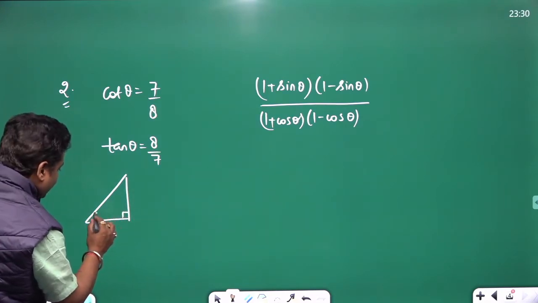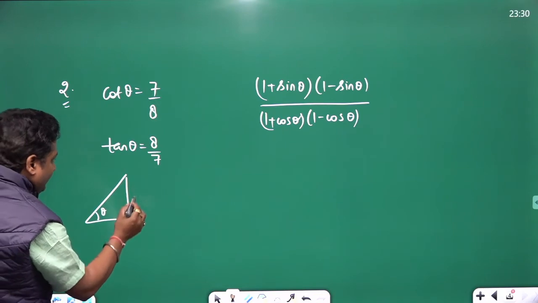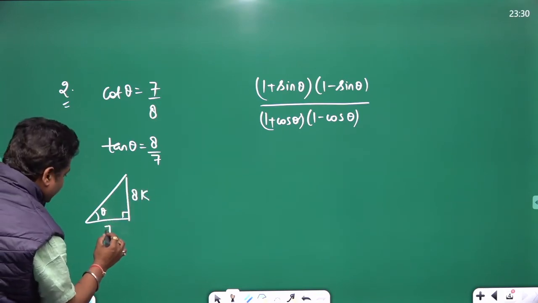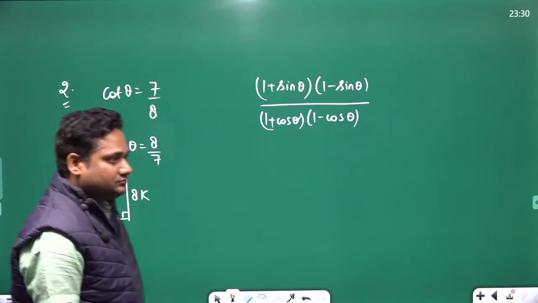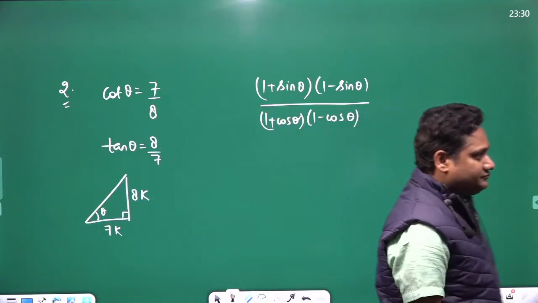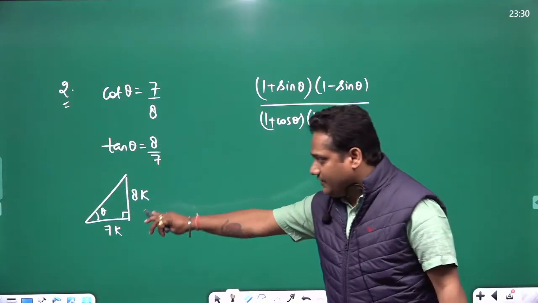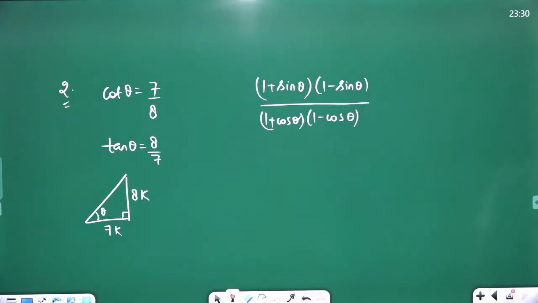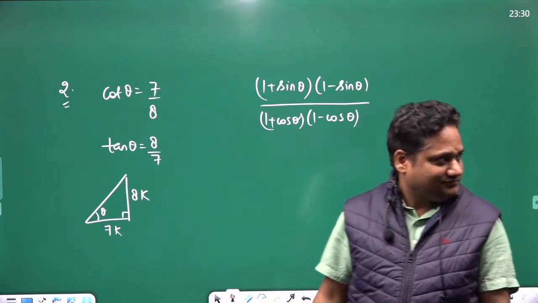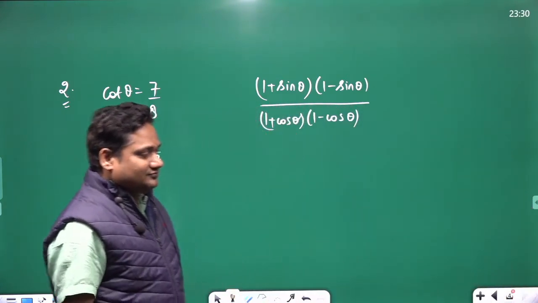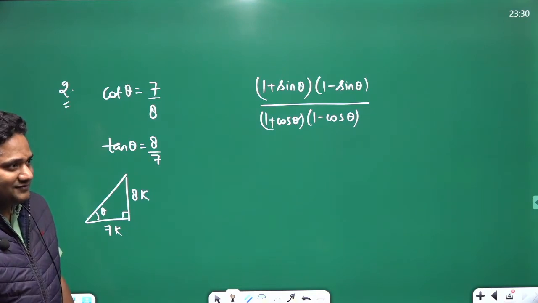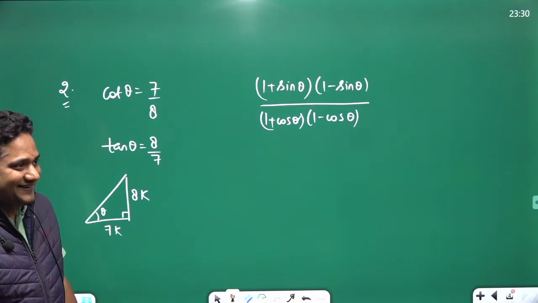So making a triangle, this is theta. We will write this as 8k and this as 7k. Now why did I put k? Can anyone tell me why I put 8k and 7k? Do you have any idea? No idea? So get the idea.